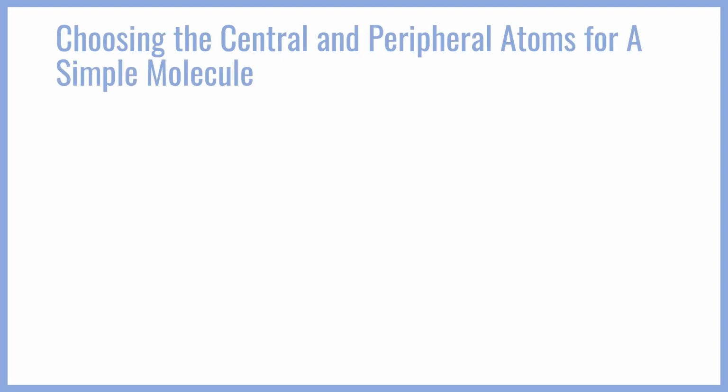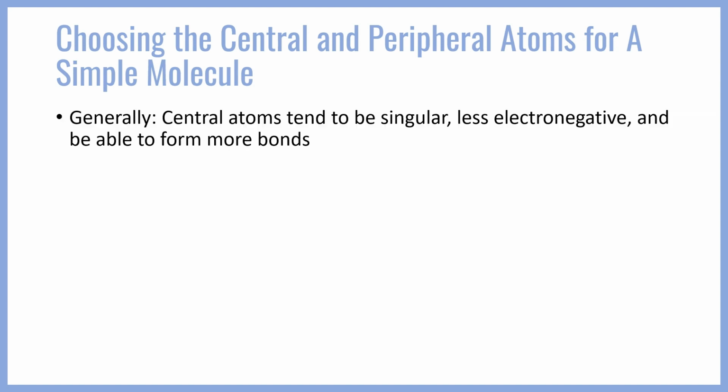Ultimately, our goal is to be able to put together a Lewis dot structure for any molecule that we come across, and to do that, we're going to need to have some tools in our toolbox. The first thing that we're going to need to be able to do is choose the central and peripheral atoms based on the molecular formula that we are given, which will give us a general outline of what the Lewis structure will look like. The first thing is choosing the central atom.